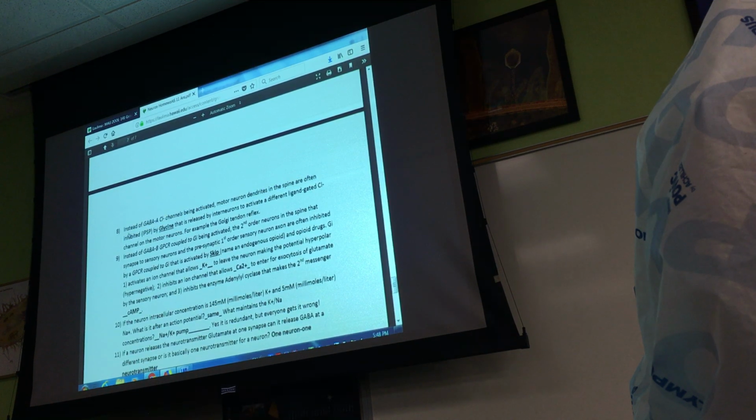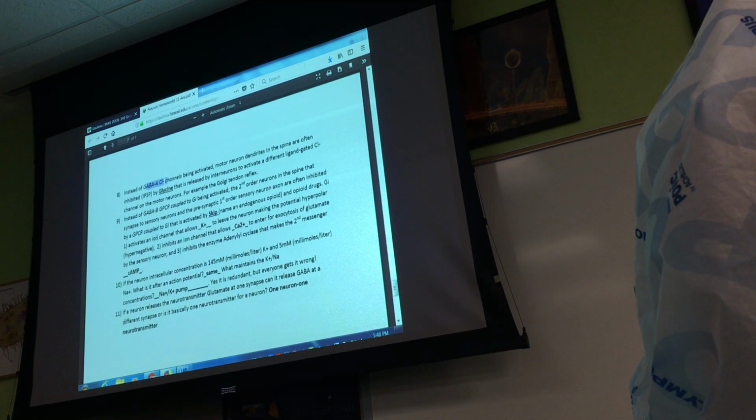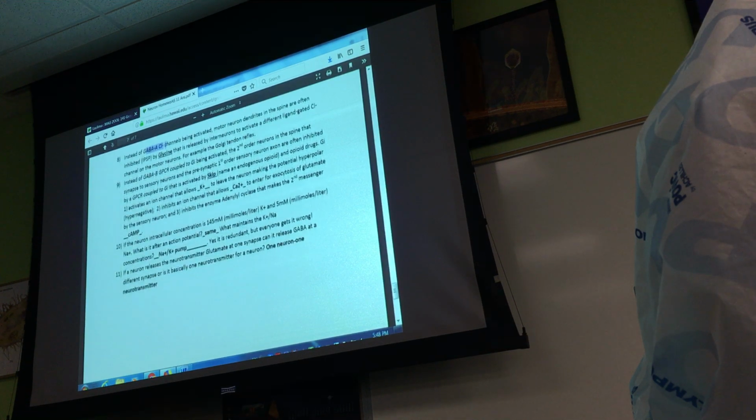Instead of GABA A in the motor neuron dendrites, what do we have? Glycine, for those Golgi tendon reflexes. How can you block glycine? Does anybody remember? No? Strychnine. Oh, rat poison. Yeah. Okay.